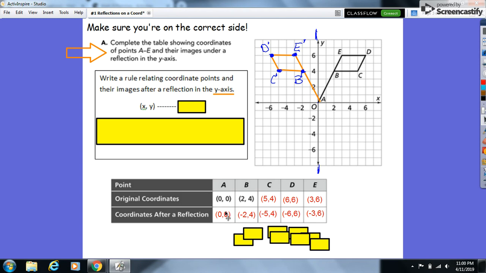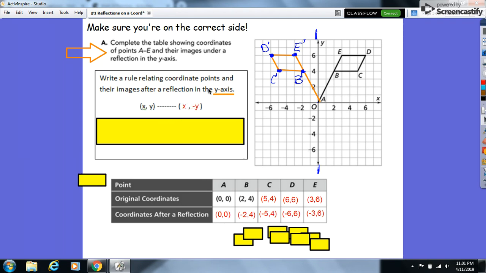Look down here. On point A, did anything change? No. On point B, what do we notice? Yeah, the numbers are still the same, but what happened? The x value became what? Negative. Let's look at point C. Same relationship. D, E, yep. So what happened? The numbers did what? Stayed the same, that's right. However, which value changed? The x value. It changed signs. So here's what our rule would look like.